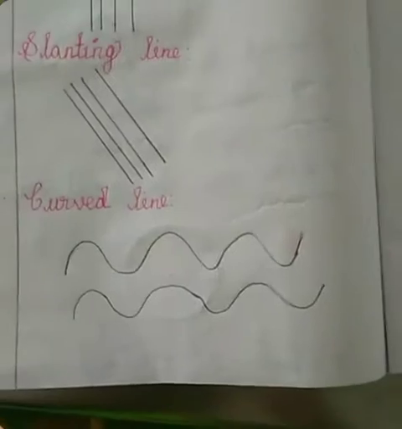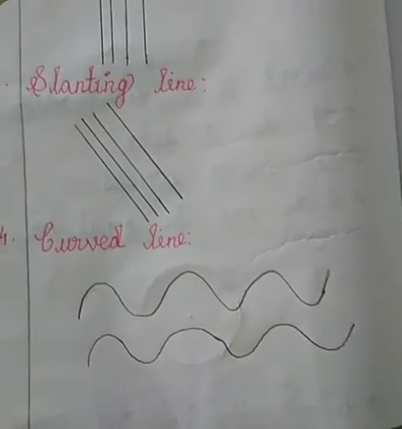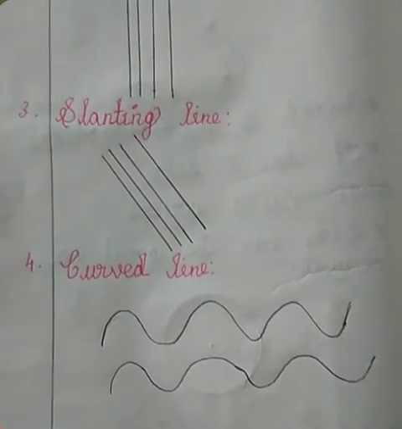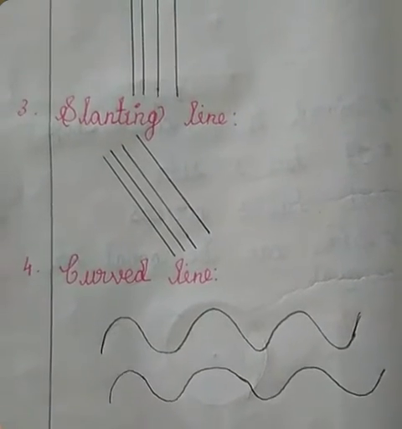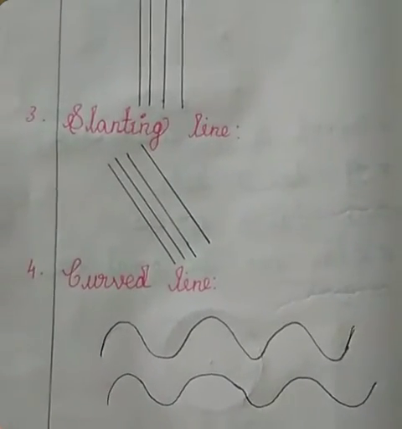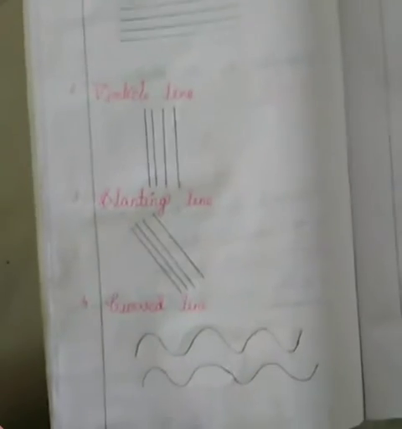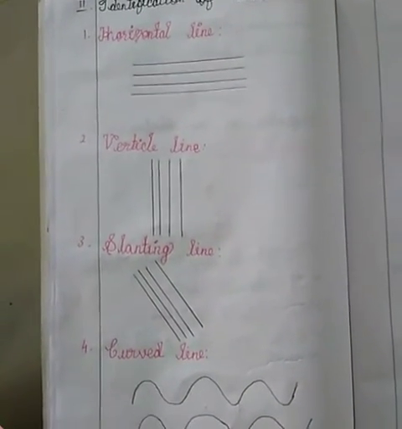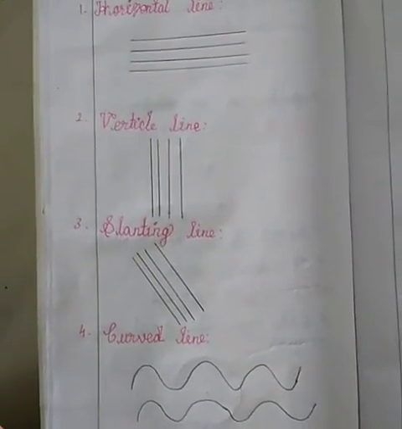The last one is curved line. This line is like bending. It has one end and another end, and the line is bending, called a curved line. These are the identification of lines. You already know the four lines. Once again I recall the lines.